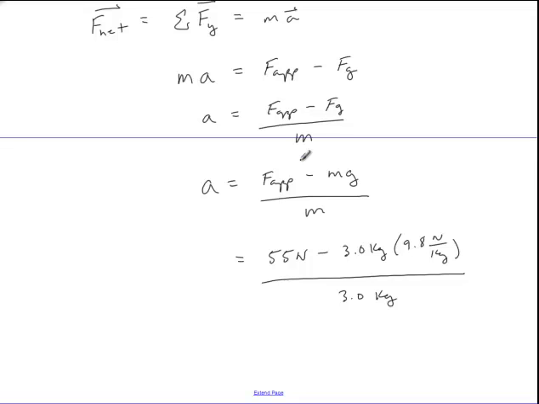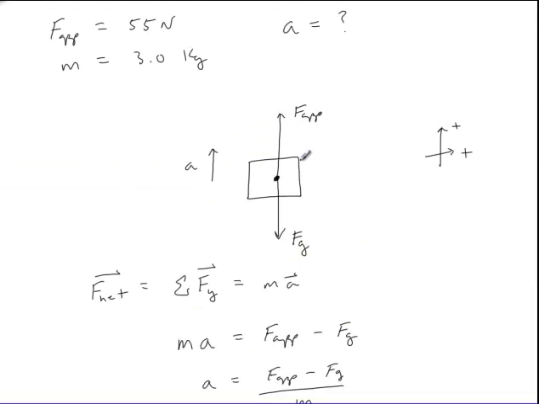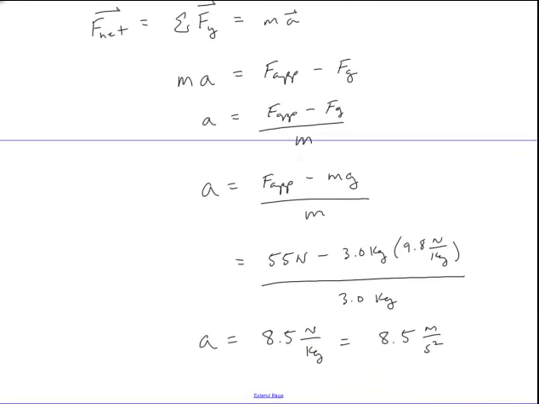55 newtons minus, that's roughly 30. So it's going to be 25 divided by 3 approximately. If you plug everything into your calculator appropriately, you're going to get 8.5 meters per second squared. Actually, you're going to get 8.5 newtons per kilogram, and we know that that's the same as 8.5 meters per second squared. Okay, we get a positive value. Positive means that we're going up, and that's how we drew it. It was a giveaway because it told us that this object was being thrown upward. But everything works out, and so that's the answer.